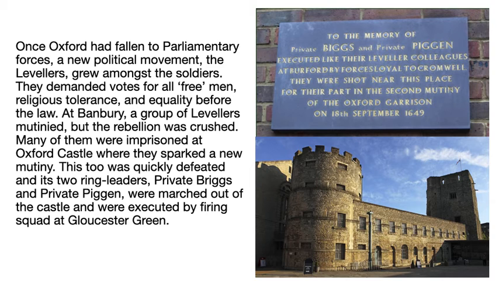If you look in the corner of Gloucester Green, you'll be able to find this little plaque. The plaque is to the memory of Private Biggs and Private Piggin, executed like their leveller colleagues at Burford by forces loyal to Cromwell. They were shot near this place for their part in the second mutiny of the Oxford garrison on the 18th of September 1649. Now, it's really interesting that we remember this moment in history.